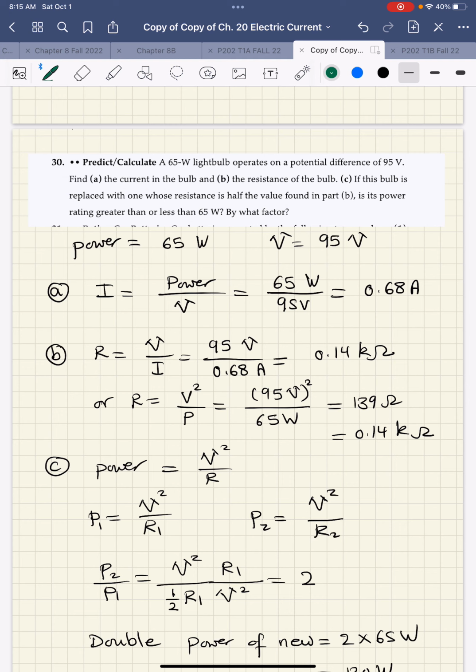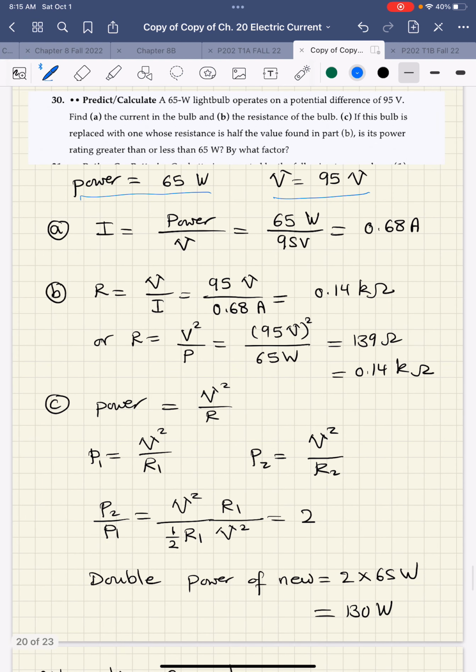Then here I'm summarizing. I have my power, 65 watts, and the voltage is 95. The current I is power divided by V, which is 65 divided by 95, and that is going to give you 0.68. Then I can calculate R using Ohm's law, voltage divided by current, and that is going to give me 0.14 kilo ohms. And from the second equation, I can also calculate the same value.